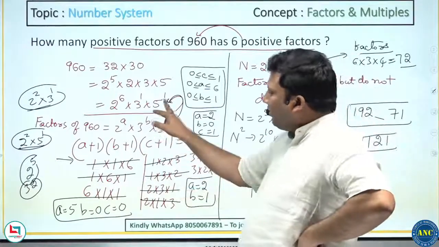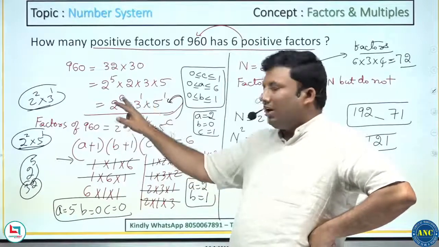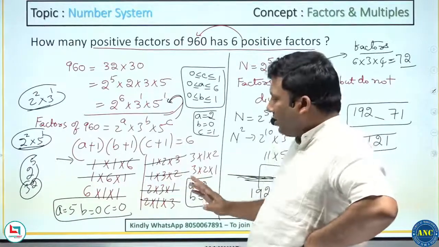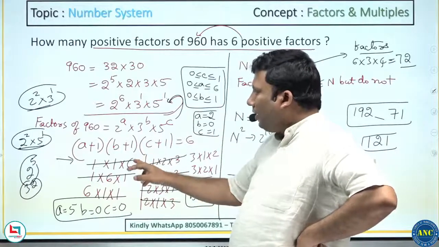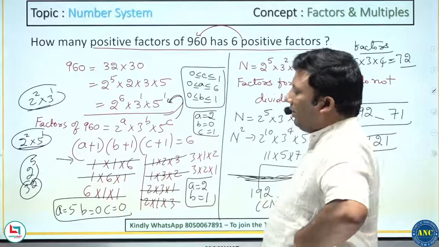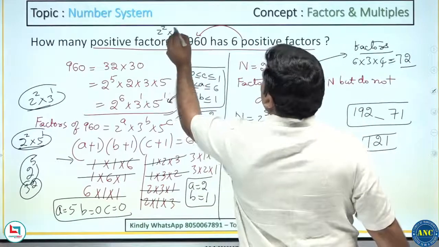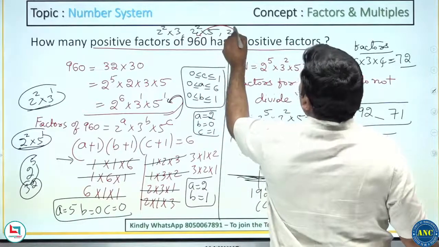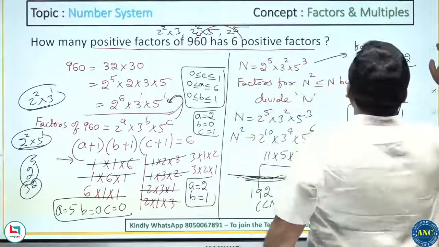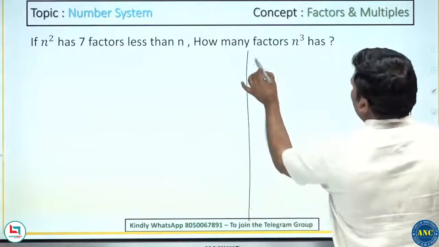Only thing is that C value cannot go beyond 1, B value cannot go beyond 1, A value cannot go beyond 6. Wherever C or B goes beyond 1, those cases I eliminated. Answer is 3 values. What are those values? 2 square into 3, 2 square into 5, and 2 power 5. 3 cases. Let us take one more question.